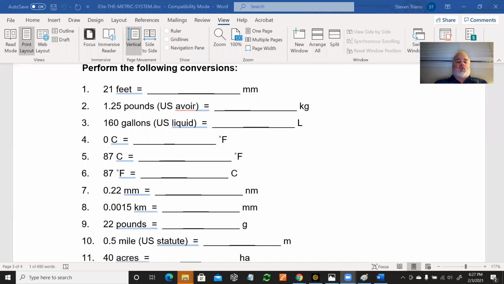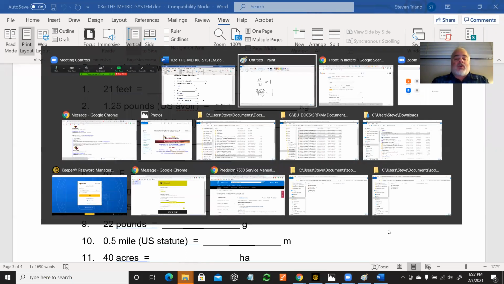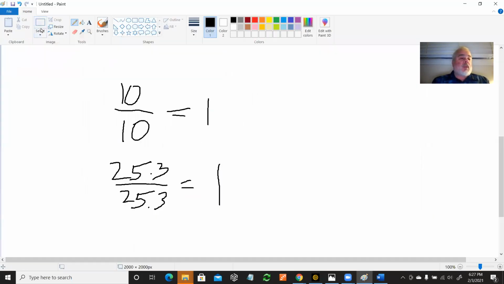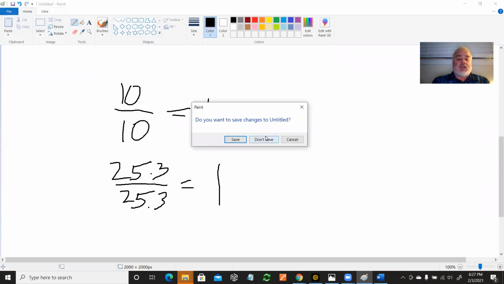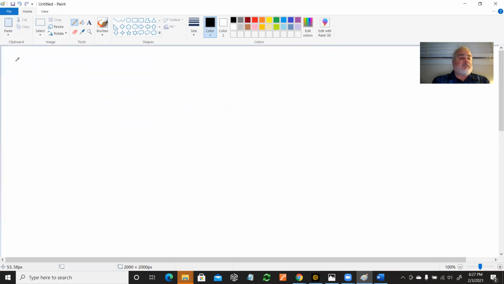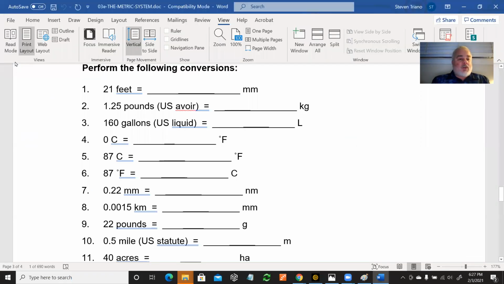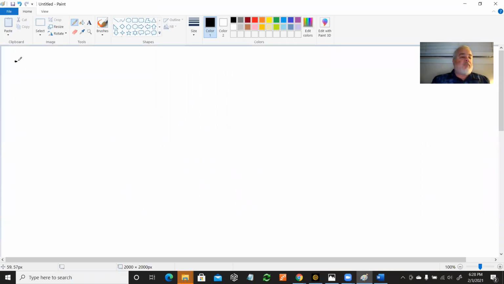All right, so let's start some actual problems. 21 feet equals how many millimeters? So what I'm going to do, let me start with saying file, new, don't save, a nice clean slate. 21 feet equals how many millimeters? All right.